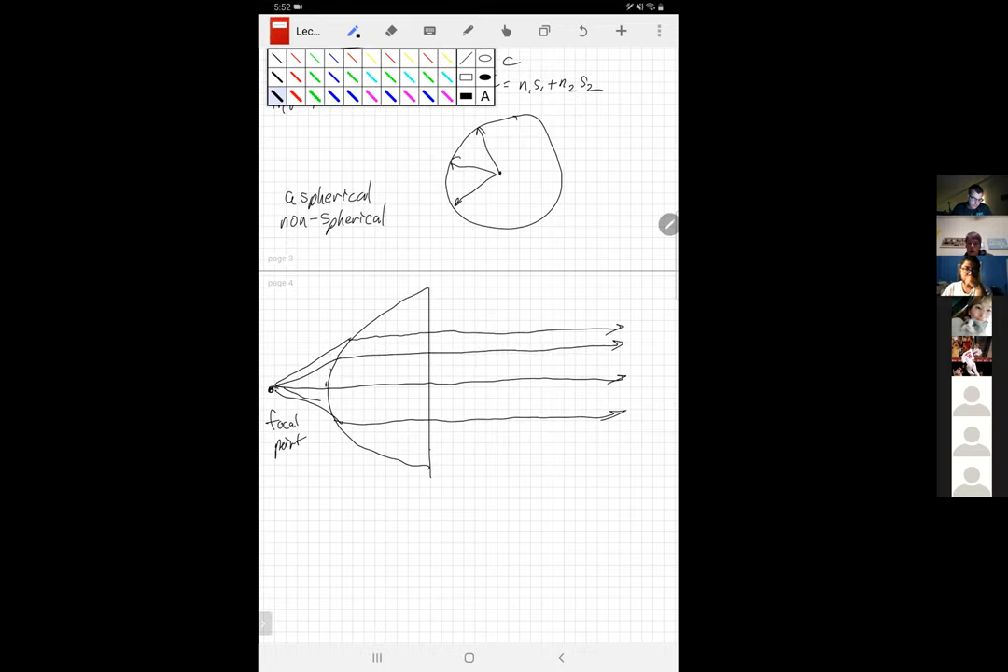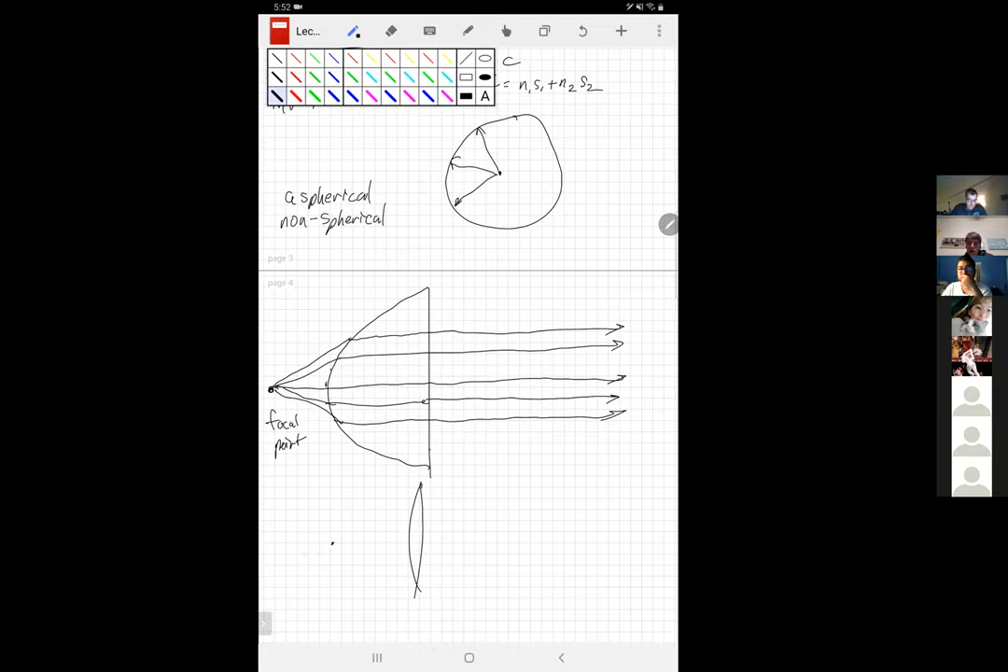Now it turns out that all lenses have a point where, if you put a point source of light at that point, on the other side it will go parallel to the axis. But we're going to deal with the case where not only does it go parallel to the axis once it exits the lens, but it actually goes parallel at the first surface.